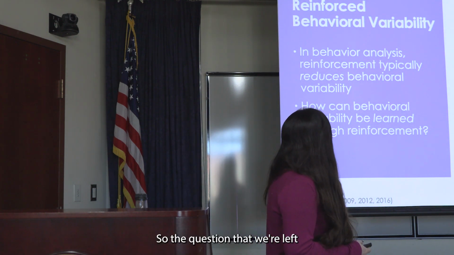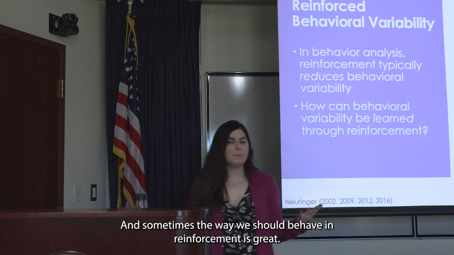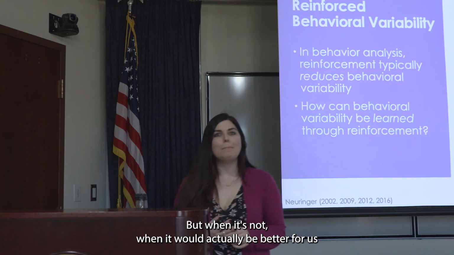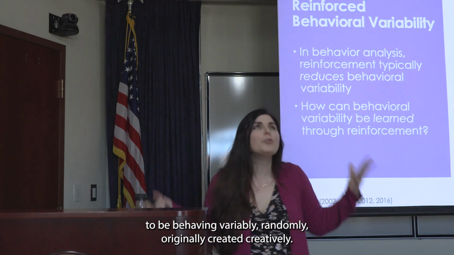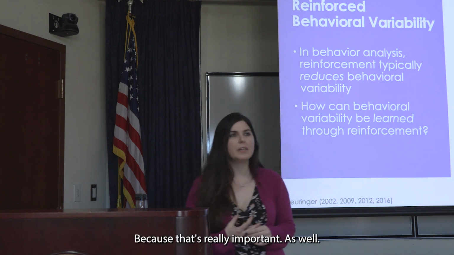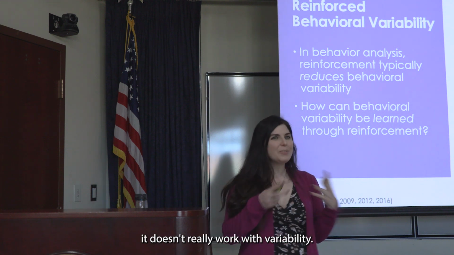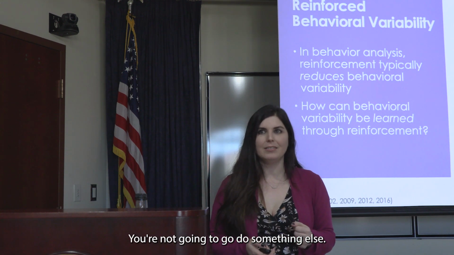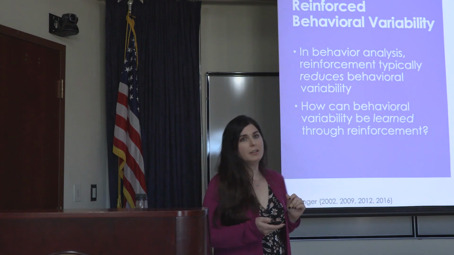So the question that we're left with is, repetition is sometimes important and sometimes the way we should behave, and reinforcement is a great way to teach that. But when it's not, when it would actually be better for us to be behaving variably, randomly, originally, creatively, if we're solving problems, how do we teach that skill? Because that's really important as well. And the way we usually think about reinforcement, it doesn't really work with variability. If you get a reinforcer, you're going to do the same thing. You're not going to go do something else. So that's my big question, is how can we learn behavioral variability?